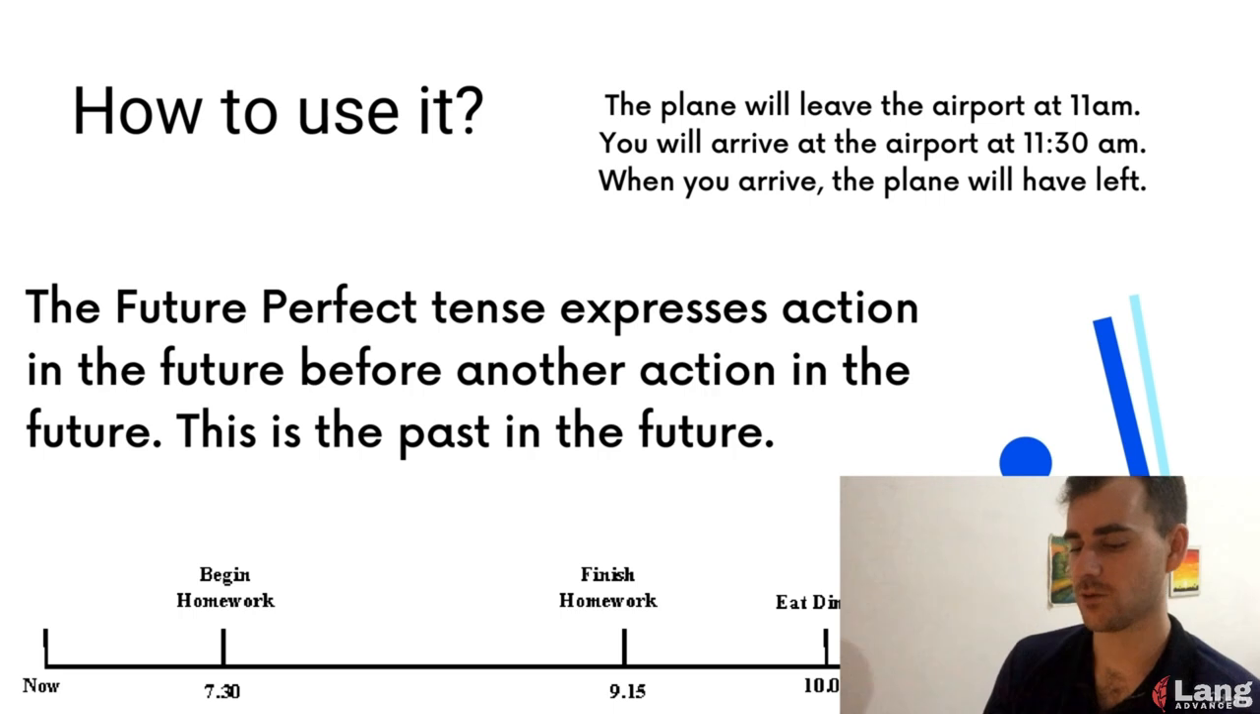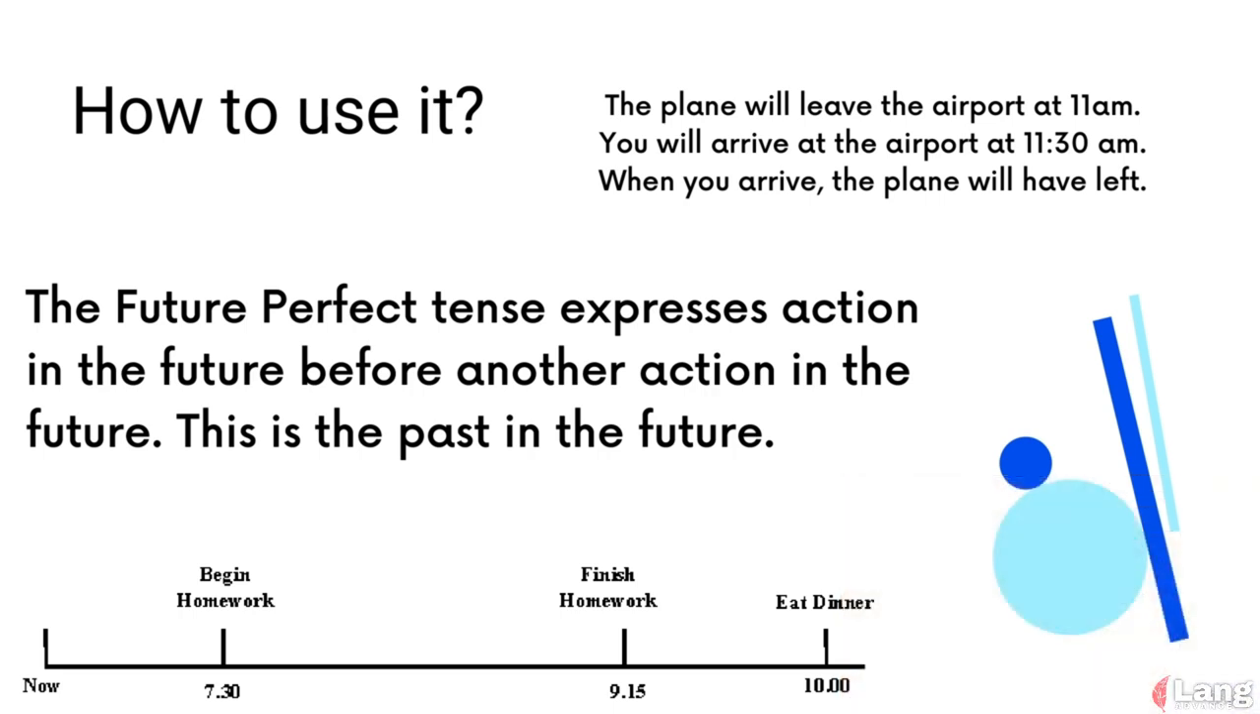All right, the main question, how to use it. The future perfect tense expresses action in the future before another action in the future. This can sometimes be thought of as the past in the future. As we talked about before with the homework example, if I say, he will have finished homework by the time he eats dinner, we're talking about the past in the future.